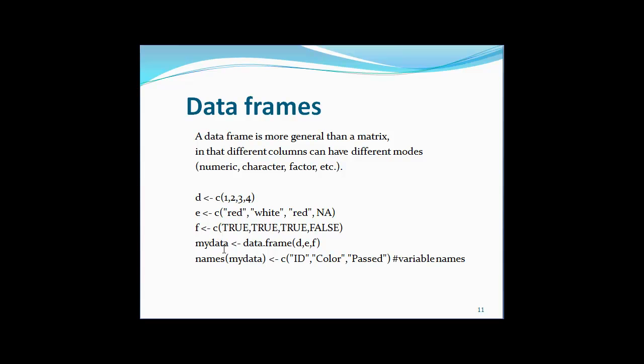Now how to create a data frame? Here's an example of it. Suppose I am having 3 vectors D, E, F. One is numeric vector, second is character vector, and third is logical vector. Okay, now I want to create a data frame from it. My data name is my data frame, you can give any name, equal to data.frame in bracket D comma E comma F. Okay, and if I want to give names to it, I'll write names of my data equal to c("ID", "color", "passed"). This is ID, this is color, and this is passed or not. Okay, in this way you can create any data frame.